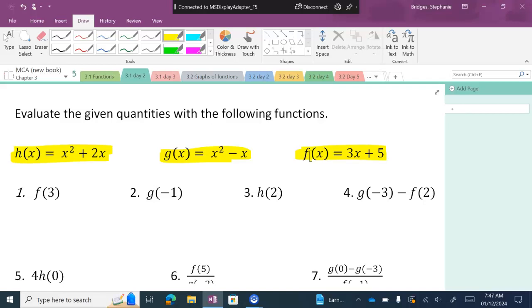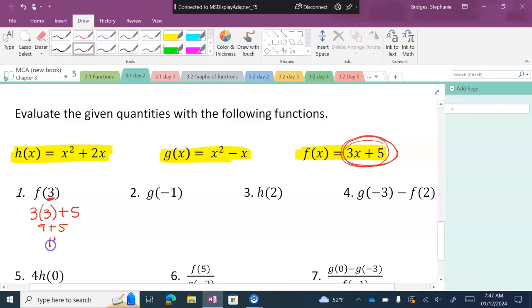What do you think I should do with that? Plug it in. Which function do I plug it into? F, yep. So the f function says that it is 3x plus 5. So I'm going to take 3 times this number inside the parentheses, that's my x value, and then plus 5. Okay, what I'm doing here is using this part here, the f of x, 3 times x plus 5. I'm plugging the number that's inside the parentheses in for x, and then we're just going to work it out. And what would that give me a value of? 14.